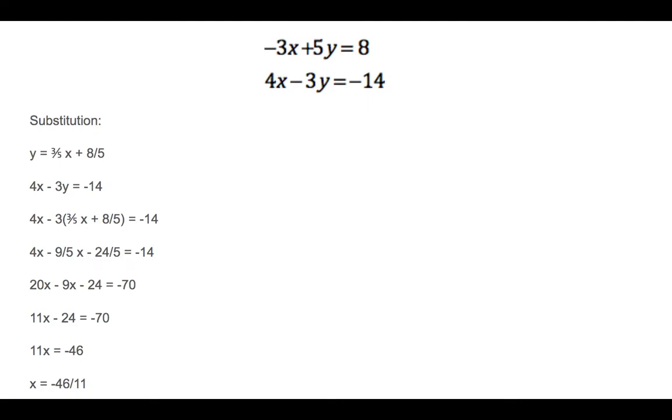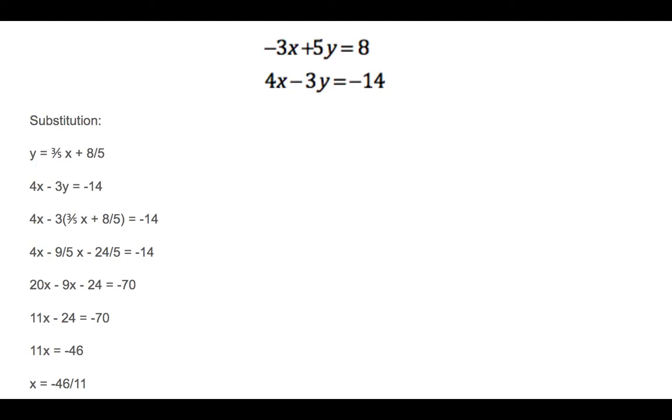So now I go to the second equation, 4x minus 3y equals negative 14, where I saw the y, I dropped that 3/5 x plus 8/5. Since the y in that second equation was multiplied by negative 3, I went ahead and distributed the negative 3. And then because I really don't like fractions, I multiplied every term in this equation by 5 just to scale up and get rid of those denominators. And I finally got down to x is negative 46/11.